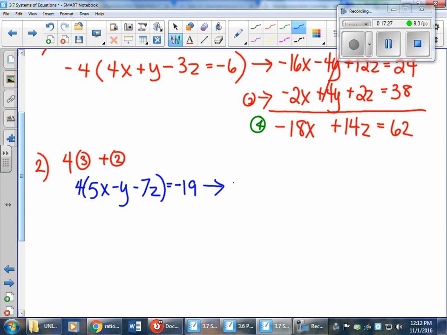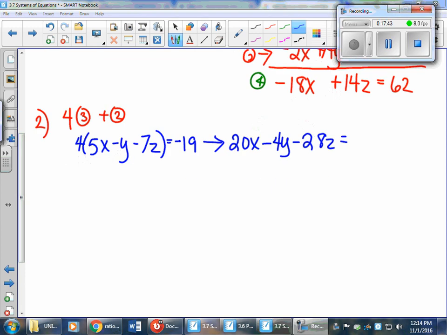How about 20x minus 4y minus 28z is equal to 19 times 4, negative 76. Now, I'm just realizing as I'm doing this, it would have been a whole lot easier to just add 1 and 3 together, and then the y's would just cancel out. So maybe you choose to do that instead, and that would be okay. But that's number 4. Let's continue on this route.